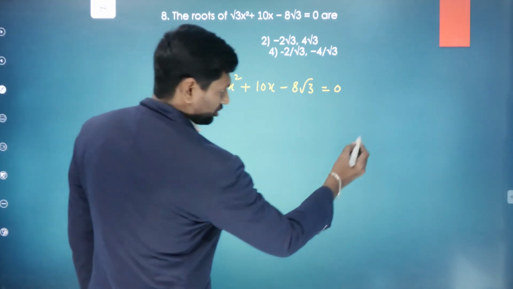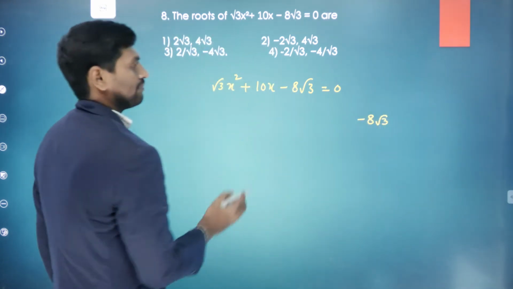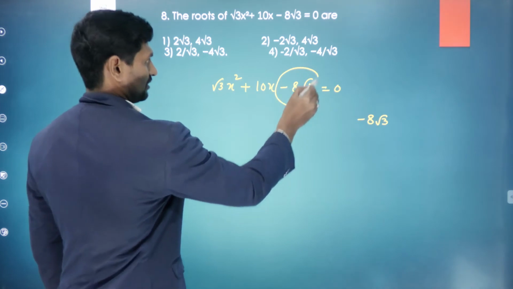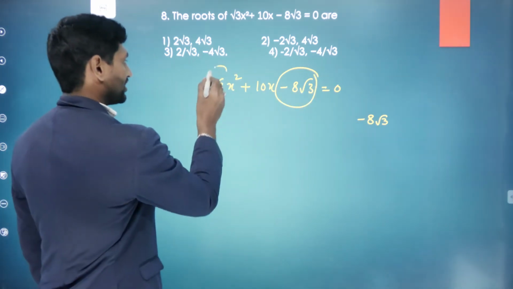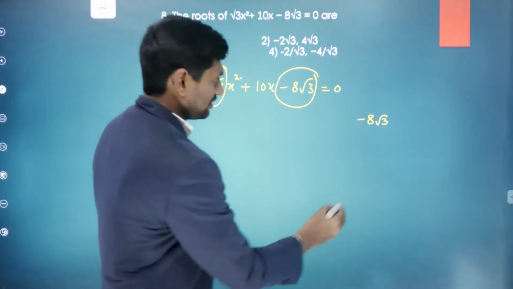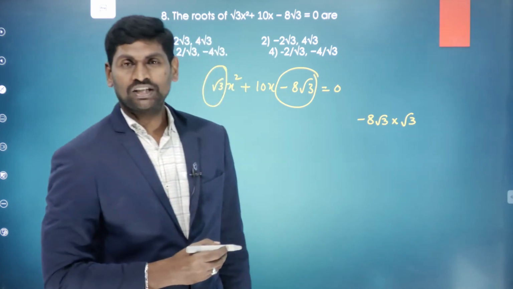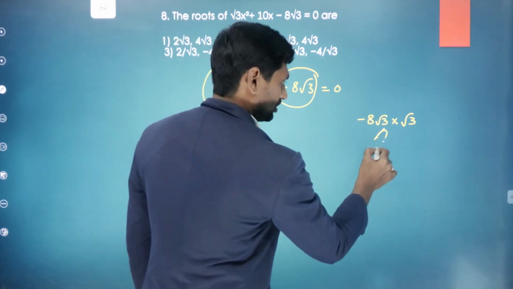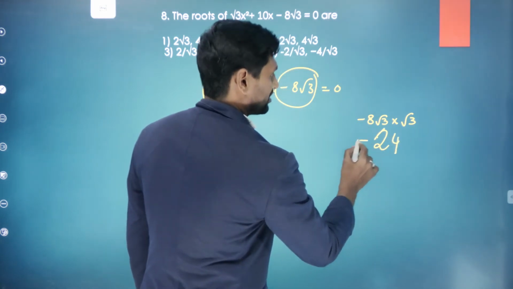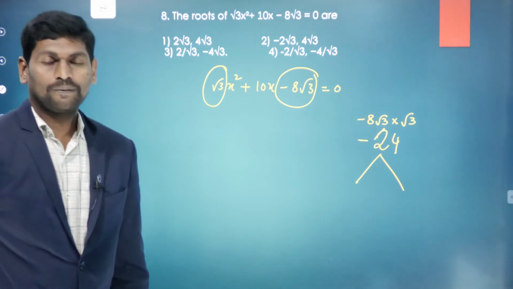So here first you should multiply the constant term. What is the constant term here? Minus 8 root 3. Constant term with x square coefficient. X square coefficient is root 3. Multiply both of them. Root 3 into root 3 becomes 3. 3 8s are 24. Minus also there. Okay?